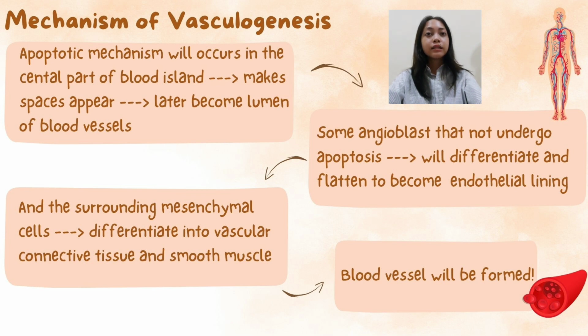These endothelial cells have important roles for the body, including regulating blood transport to cells and tissues, regulating homeostasis, coagulation, defense mechanism, inflammatory response, and angiogenesis. The surrounding mesenchymal cells will also differentiate into vascular connective tissue and smooth muscle. In postnatal and adult life, these existing blood vessels will continue to proliferate through the mechanism of angiogenesis.